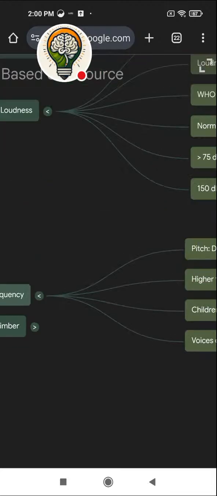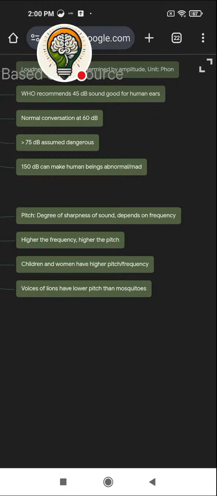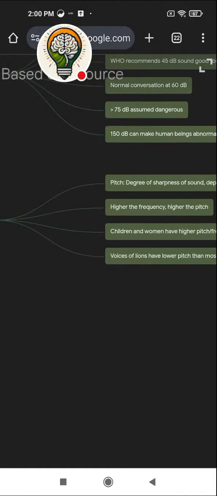Then pitch and frequency. Pitch is the degree of sharpness of sound and depends on frequency. The higher the frequency, the higher the pitch. Children and women have higher pitch, and the voice of a lion has lower pitch than a mosquito.